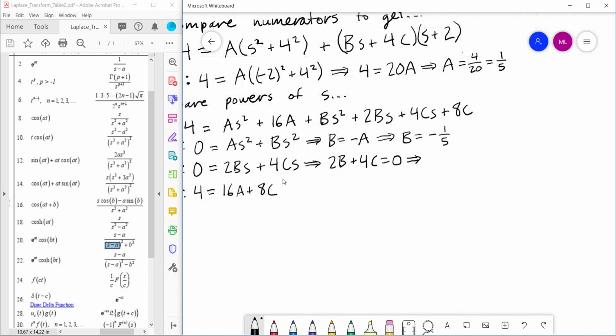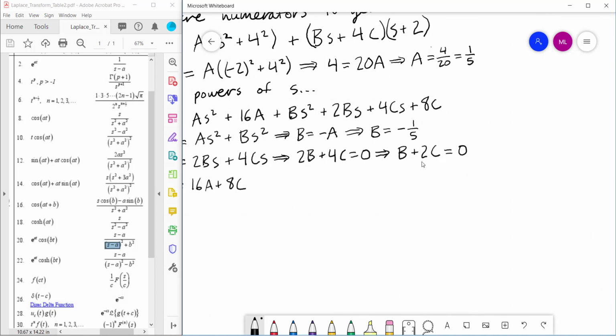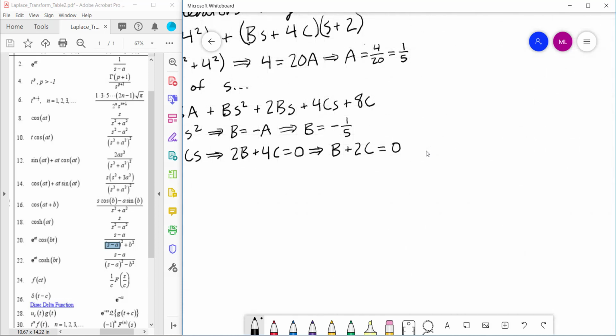If I divide by 2, that tells me that b plus 2c equals 0. If I already know that b is equal to negative 1/5, we can rearrange this and solve if we would like. We could solve this for c, because c is what we need to eventually solve for. So if I want to leave c on this side, I'll subtract b over to the other side and then divide both sides by 2. So c has to be negative b over 2.